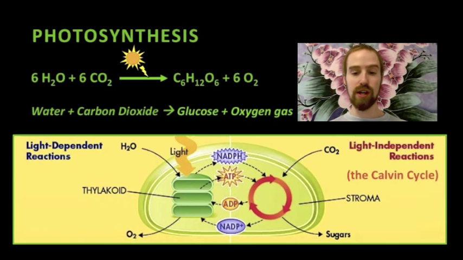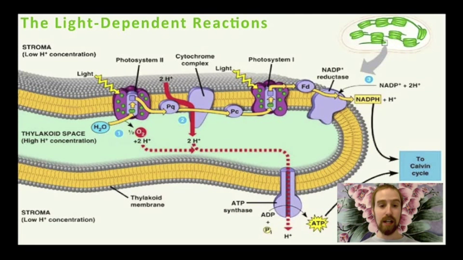The energy is used to convert carbon dioxide into organic carbon, i.e. sugars. ADP and NADP+, the low-energy forms of ATP and NADPH respectively, are cycled back to the beginning where they can be charged up again with more sunlight. Let's take a closer look at what's happening during the light-dependent reactions of photosynthesis.